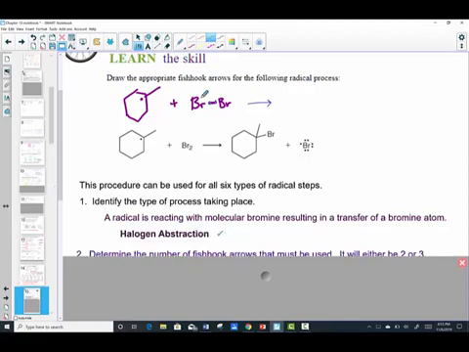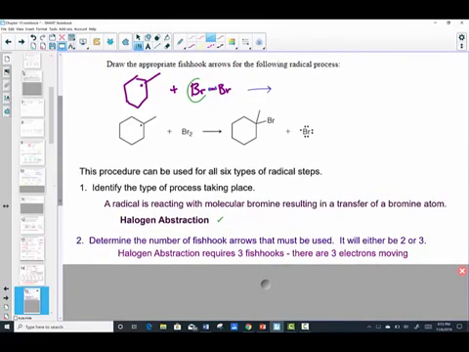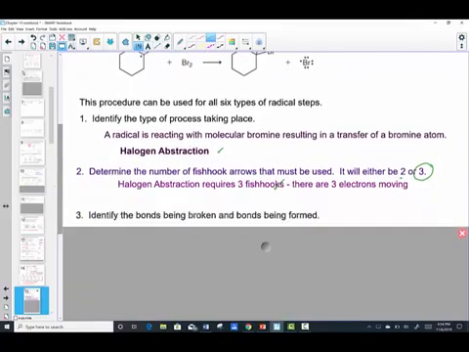The halogen abstraction, this bromine is going to be abstracted to add on to the carbon chain at the position of the lone electron. That's the site of addition, at the lone radical electron. And now that you know that, we have to determine how many fishhooks will actually be necessary. Remember, there were only two situations. It was the coupling or the bond cleavage that required 2. Every other one involved 3. So we know that we'll need 3 fishhooks by the time we're done drawing this mechanism.